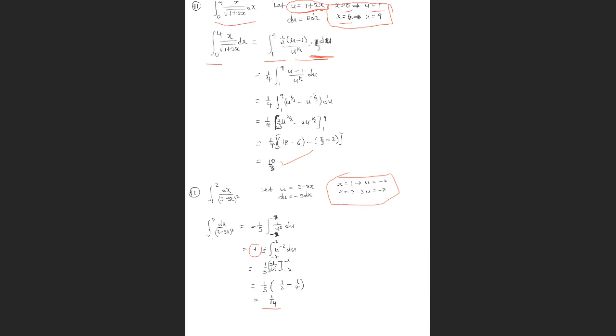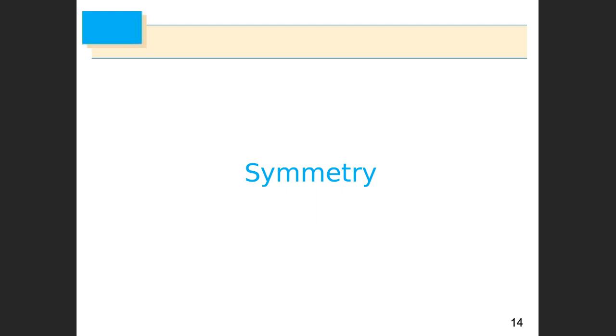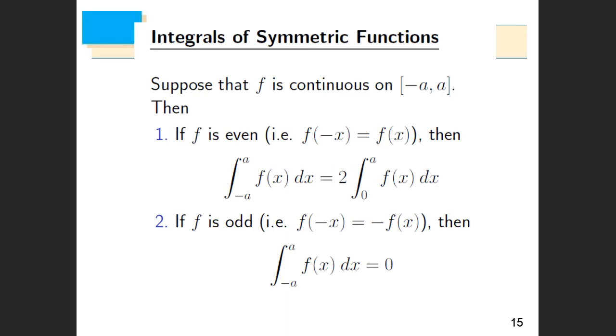All right, let's go back to our slide. Symmetry. Right? What is symmetry? If a function is even, remember even means f of minus x equals f of x, then you integrate it from minus a to a. You can write this as 2 times the integral from 0 to a.